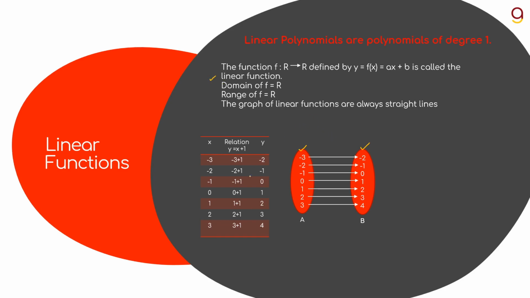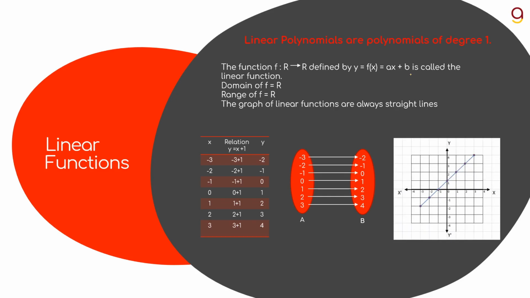So what's the domain for this function? The domain for this function is always the real numbers. And what's the codomain? What's the range for this function? The range is always the real numbers, because whatever value we substitute for x, we will get a value for y. We will get a value for f of x. If x is real in this case, then ax plus b will also be a real number. So after seeing the relation, let's now see the graph for the same.